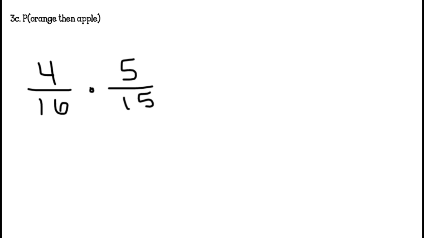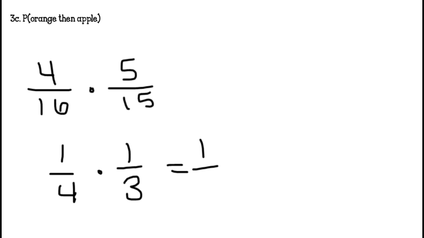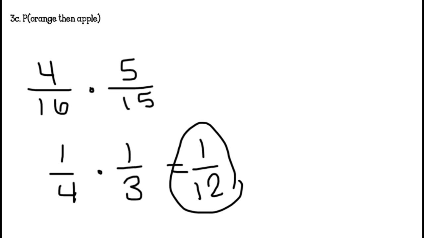And I'm going to go ahead and reduce these before I multiply. So 4/16 becomes 1/4, and 5/15 becomes 1/3. And I multiply straight across to get 1/12. Then I circle it, and that's my answer.